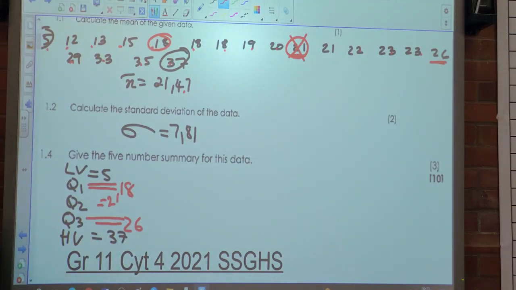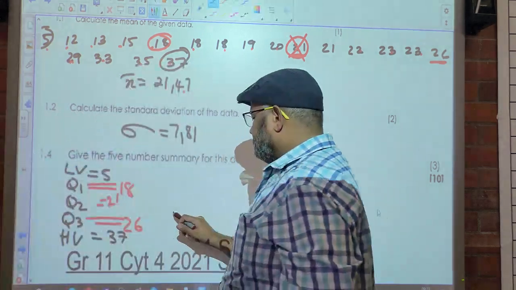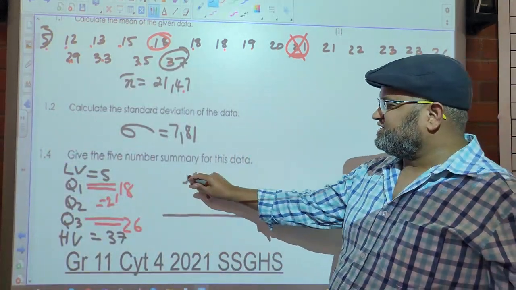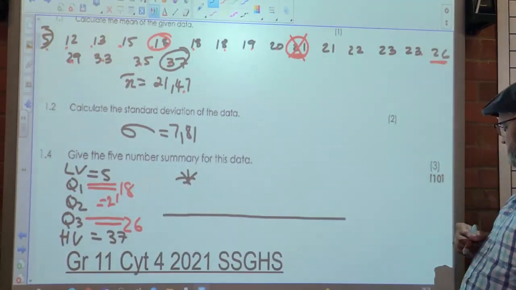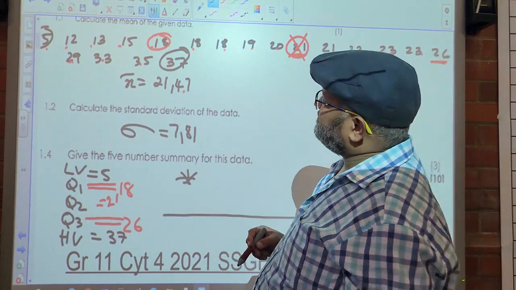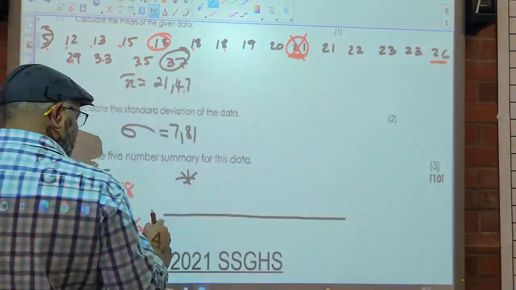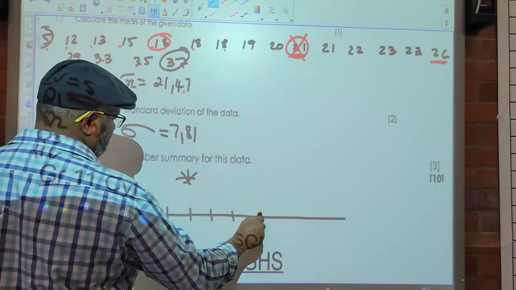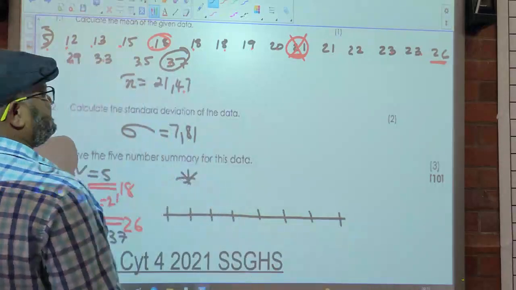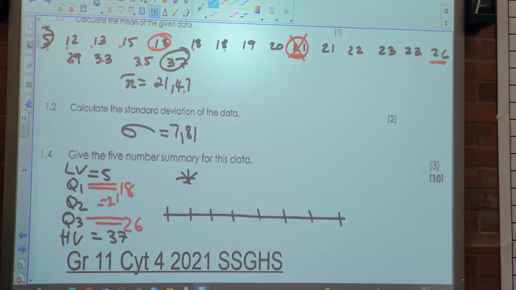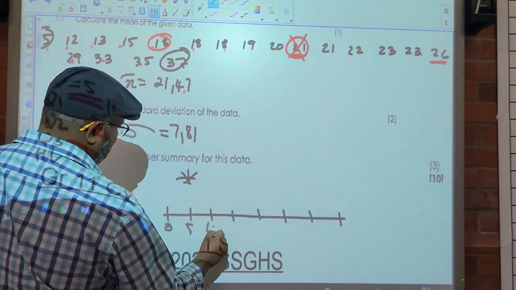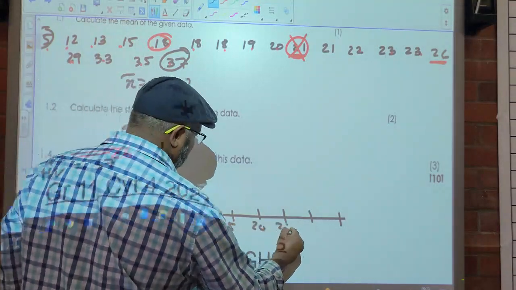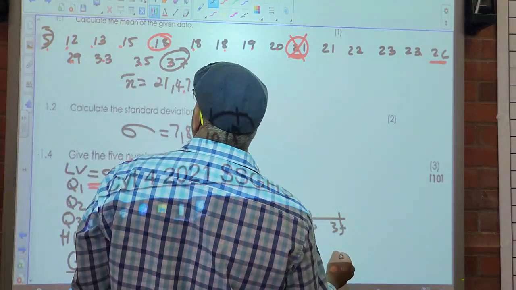People, it wasn't asked, but if they had asked you to draw your box and whisker diagram, it's going from 5 to, I will say, 5, 10, 15, 20, 25, 30, 35, 40. That's enough, okay? People, when we draw a box and whisker diagram, we need a scale. So we start at 5, we can even start at 0. So it's 5, 10, 15, 20, 25, 30, 35, 40.